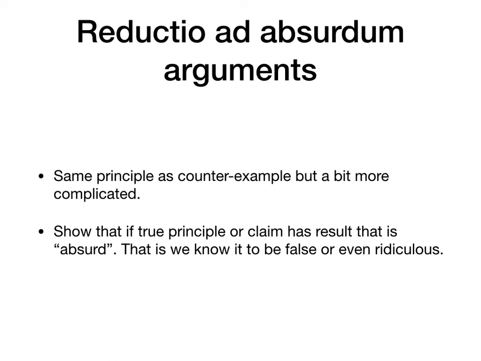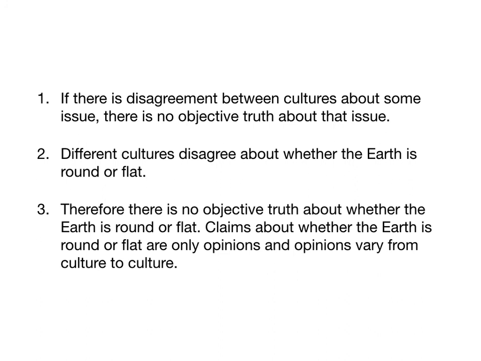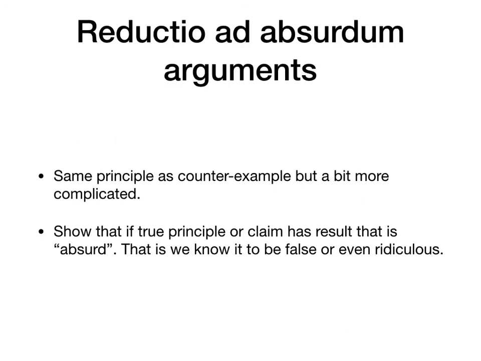Reductio arguments are a little more complicated. You do a little more work, but the idea is the same. You show that if true, some principle or claim has a result that we know to be false, that we couldn't accept. Show that if it's true, it commits us to something absurd. That is, something we know to be false or even ridiculous. In this case, what it commits us to that's false or ridiculous, premise 1, is this idea that it's a matter of opinion whether the earth is round or flat, right? You can plug in a lot of other stuff. You can run a lot of reductio arguments with 1, but the idea is if we commit ourselves to it, it would have stupid results that we can't accept, so we should reject the principle.